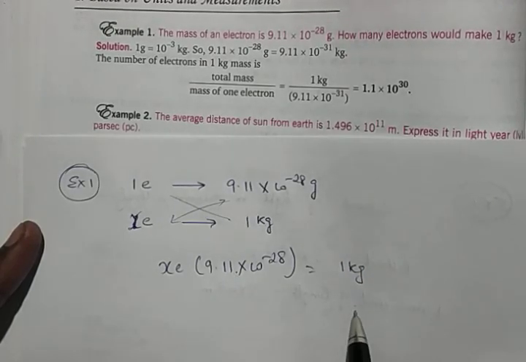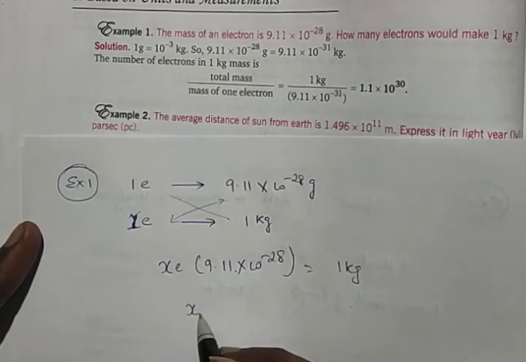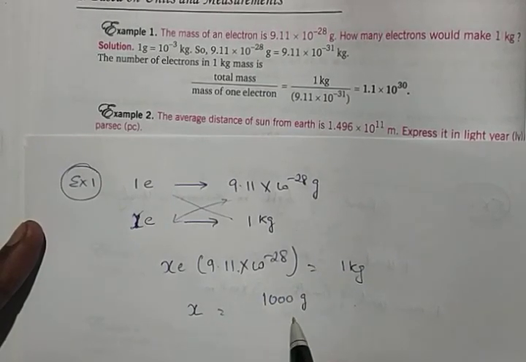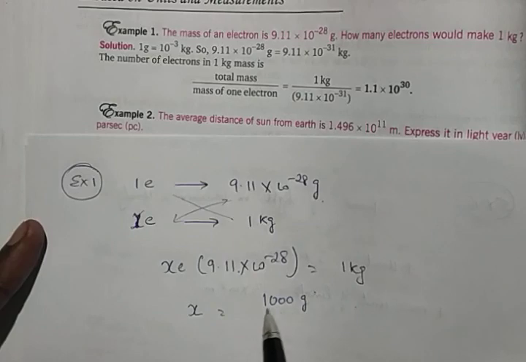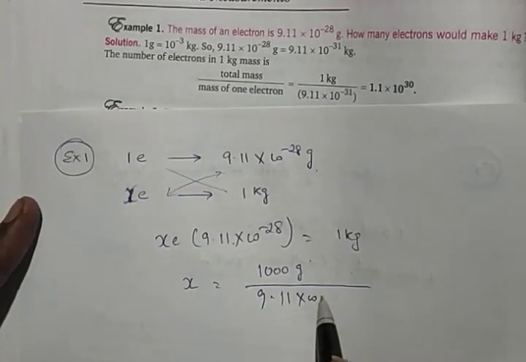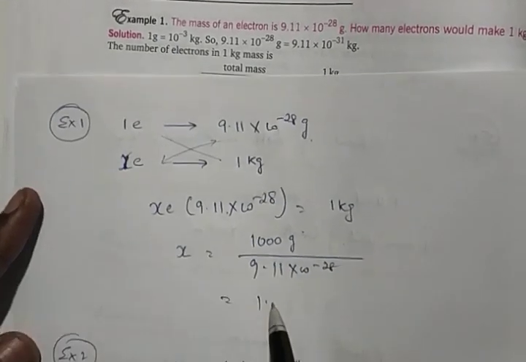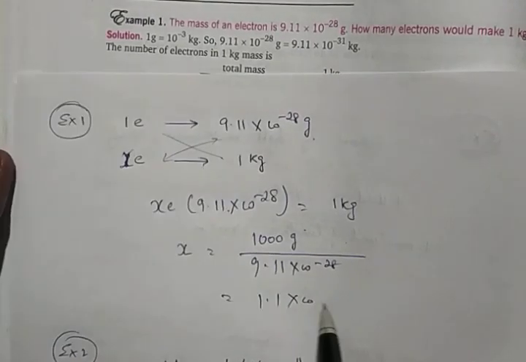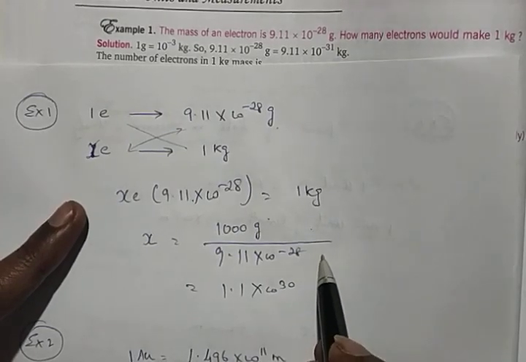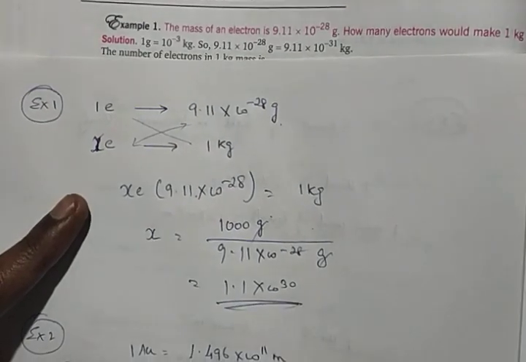So this will come down here. So you can make it as x number of electrons is going to be equal to 1,000 grams, we will put, because this is also in grams, we will put it in grams here, divided by 9.11 into 10 to the power of minus 28. So finally you will get an answer as 1.1 into 10 to the power of 30. Okay, so this is also grams, this is also grams, the grams will get cancelled out, so we'll get this is the number here.